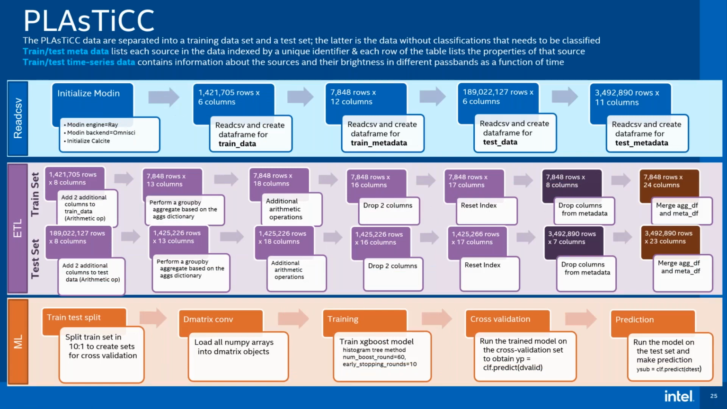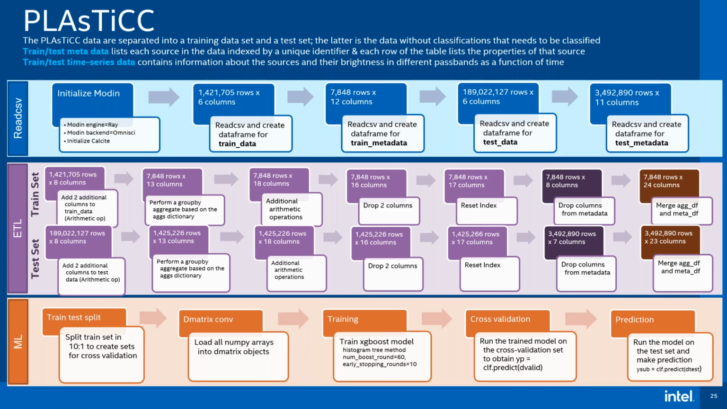Plastic has a very similar code flow to Census as well and has the same three broad components. It has a separate training and test set, and the test set is unclassified. So that is what is used to run on the trained model. The read CSV section here reads all four sets of data and ingests them into data frames. So this code has time series and its corresponding metadata, which is why you see these multiple blocks here that create multiple data frames.